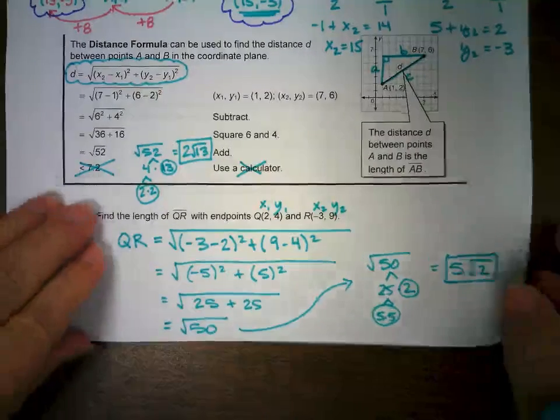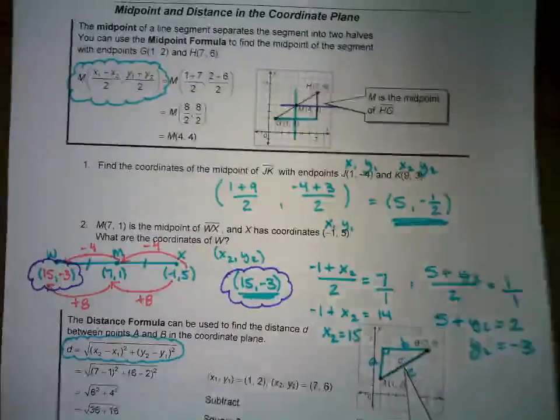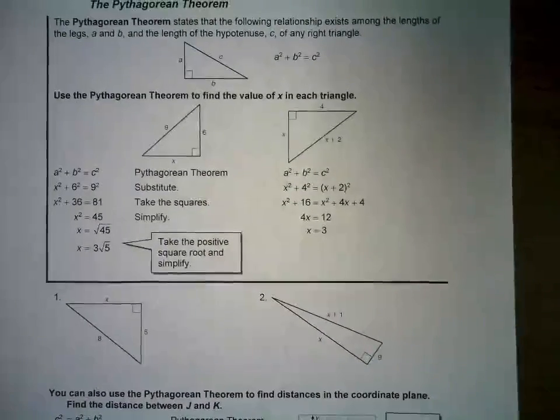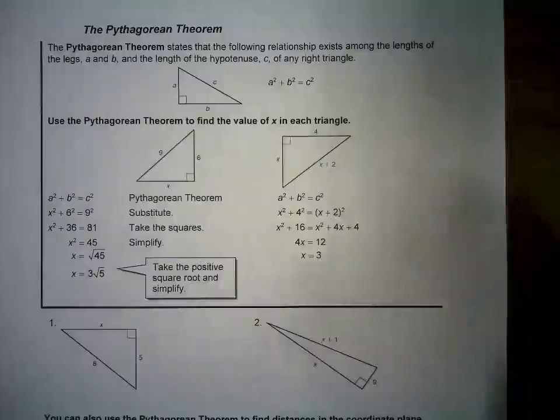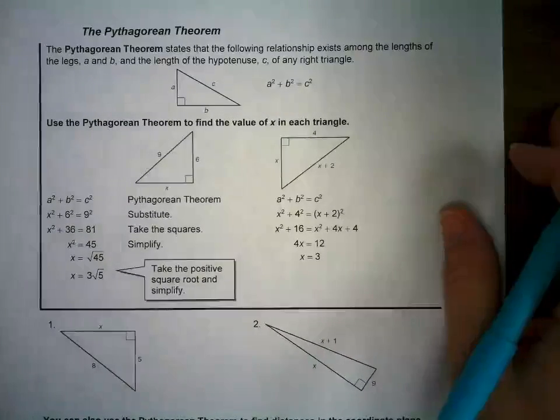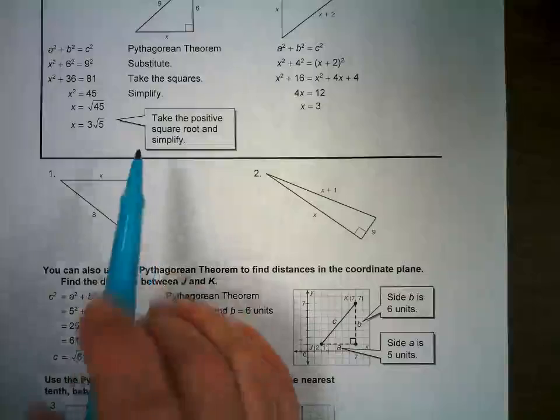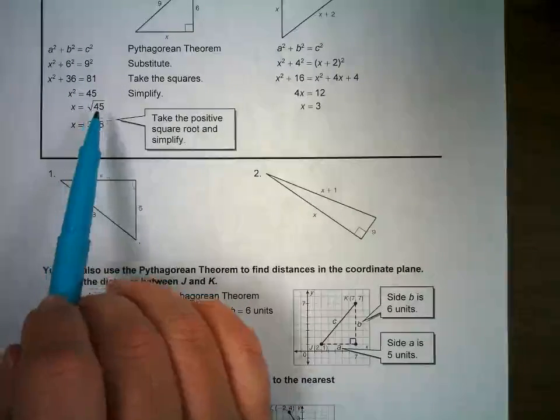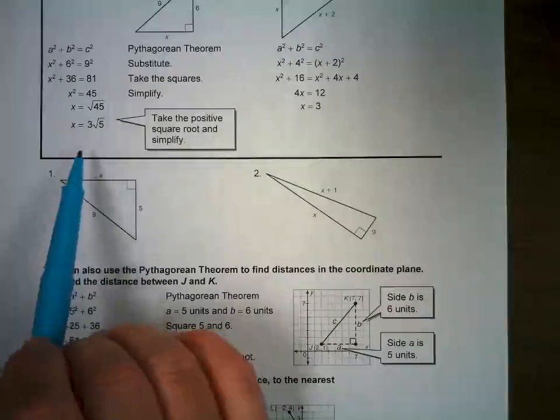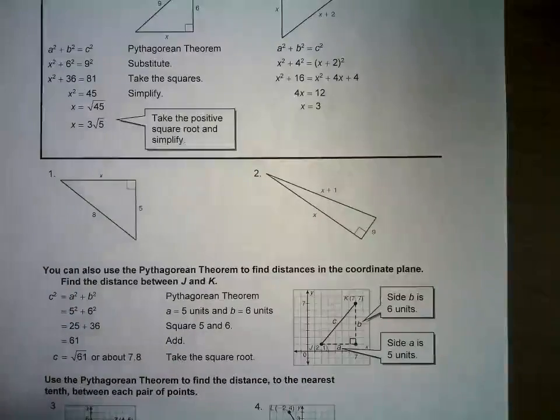Okay? All right, so let's look at this next page. This is Pythagorean Theorem, and I already showed you how that connects with distance formula. There's a couple of examples here. We can do some here. This one shows you more how to keep the radical and reduce it. That's what we're going to be doing in our Delta Math problems.